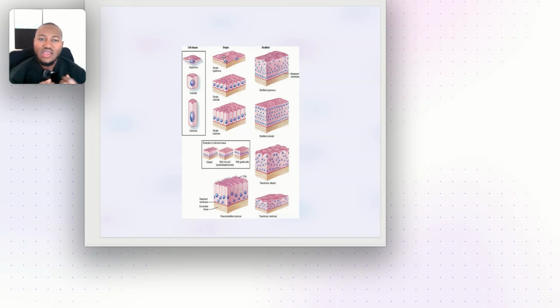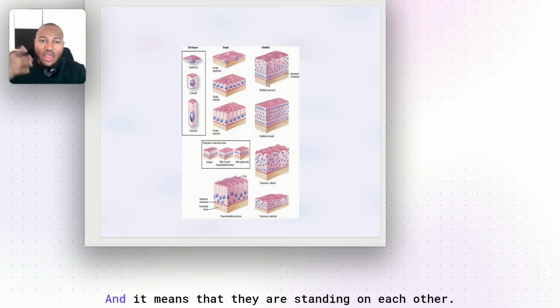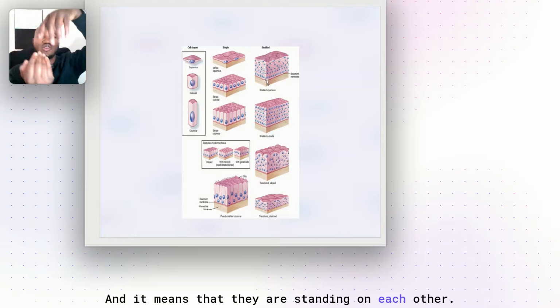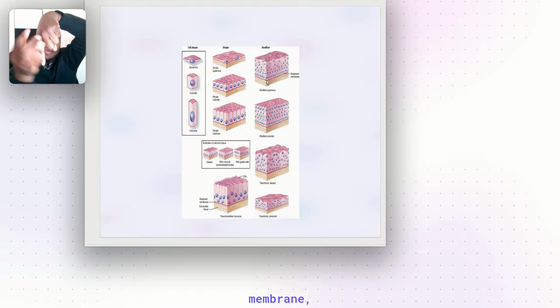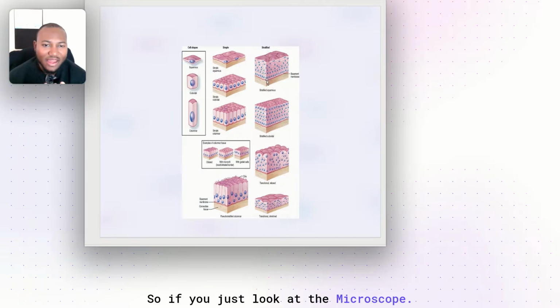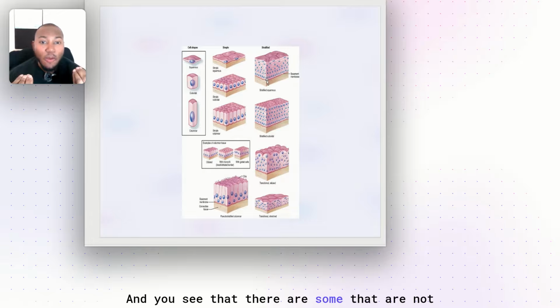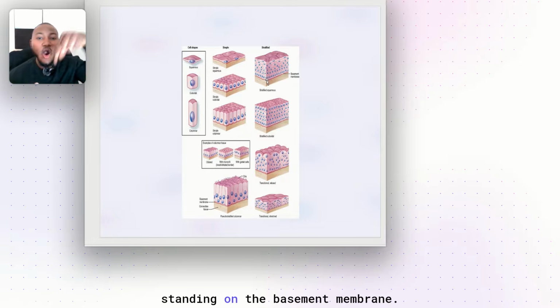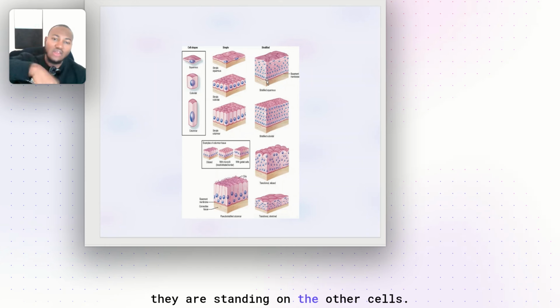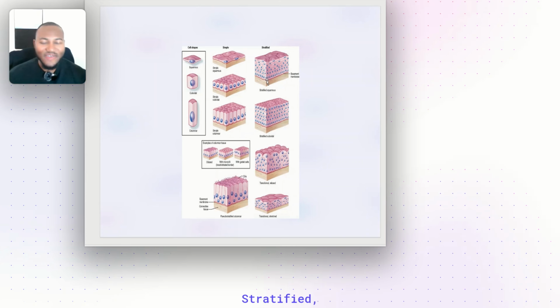That's one layer. Now, when you're talking about stratified, that is more than one layer, right? More than one layer. It can be 2, it can be 30, it can be 50 layers. And it means that they are standing on each other. So if one is standing on the basement membrane, another is standing on it. So if you look at the microscope and you see that there are some that are not standing on the basement membrane, instead they are standing on other cells, it is what? Stratified. Simple and short.